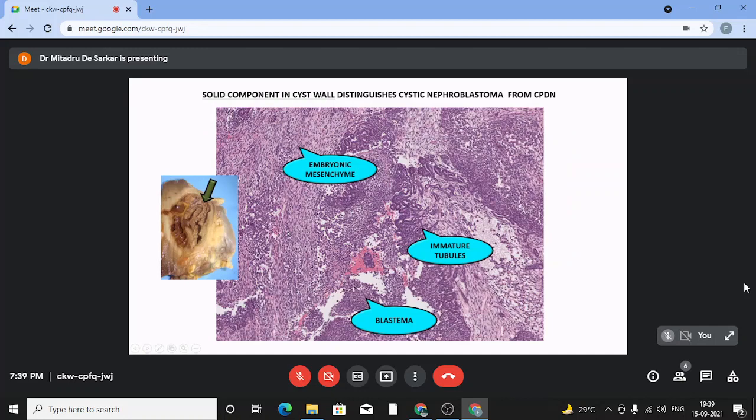You have to section from the solid area. The solid area will not show you anything unique. It's going to show you the same things, only that you will get a proper solid mass with a huge conglomeration of all these immature cells that you have seen.